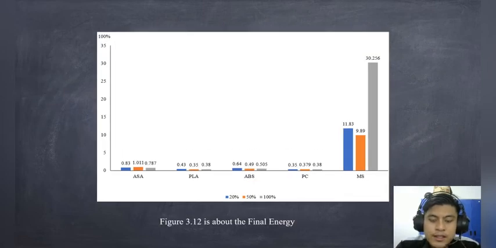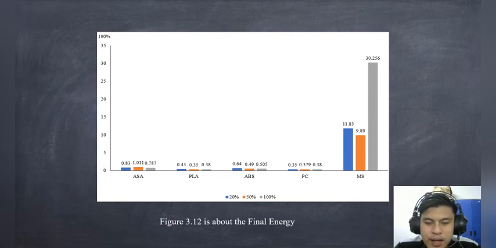This is the final energy. For the ASA, the highest is the orange, which is 1.011. Secondly is the 20%, which is 0.83, and the weakest is 0.787, which is the ASA 100%. For the PLA, the highest is the 20%, which is 0.43, 0.38 for the 100%, and the weakest is 0.35, which is 50%.